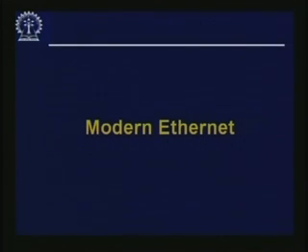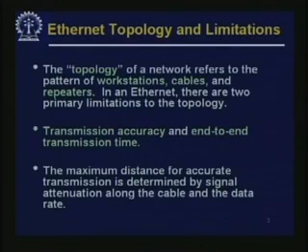So, today our main discussion is modern Ethernet, that means how Ethernet has evolved, but before we go into that, we will look at the topology and some of the limitations of the earlier versions of Ethernet. Now, the topology of a network refers to the pattern of workstations, cables and repeaters. In an Ethernet, there are two primary limitations to the topology: transmission accuracy and end-to-end transmission time.